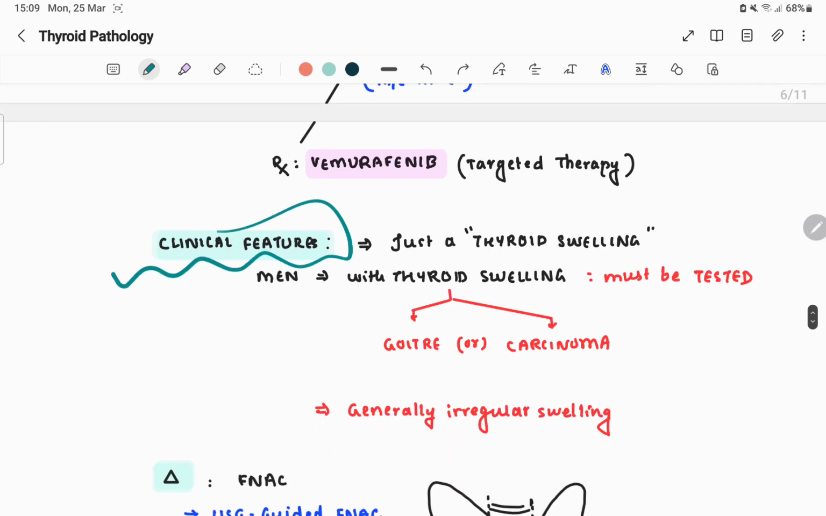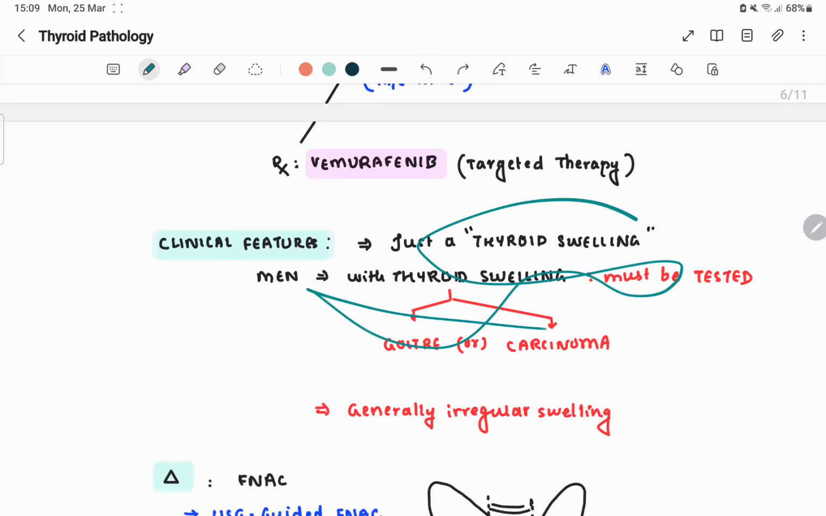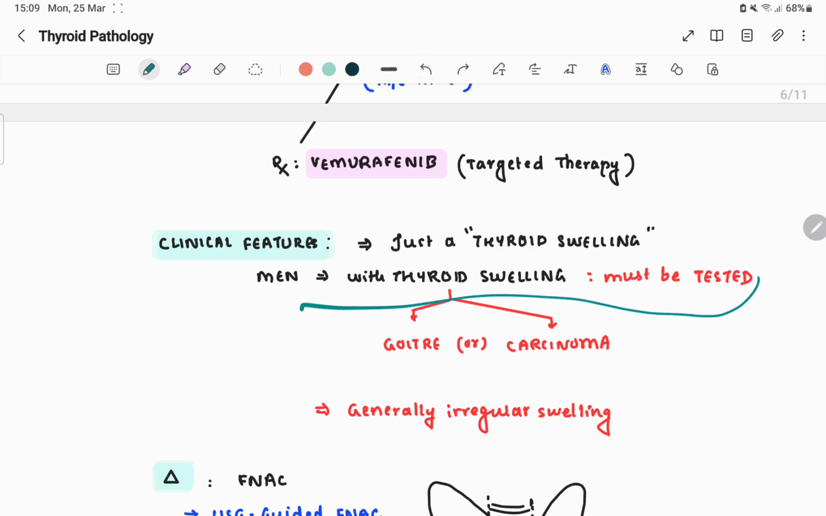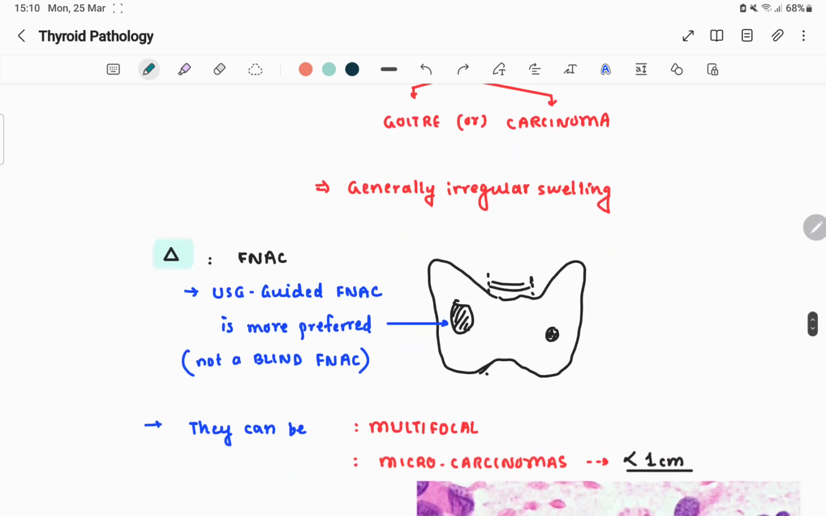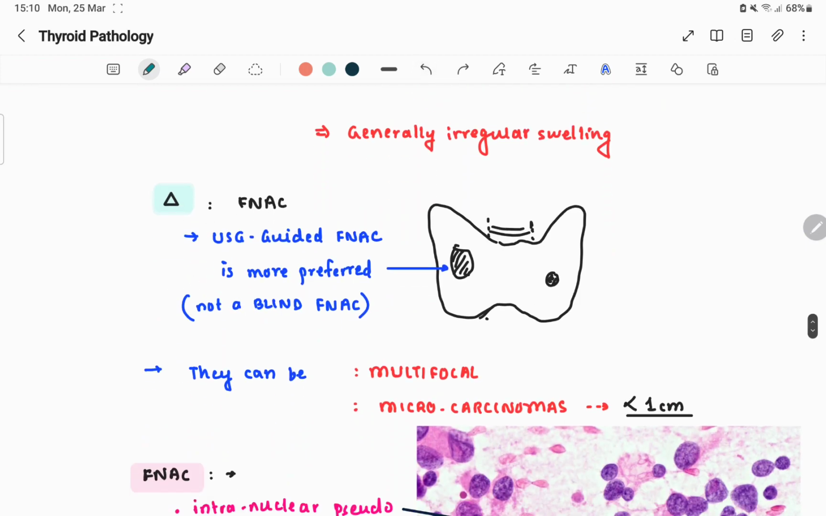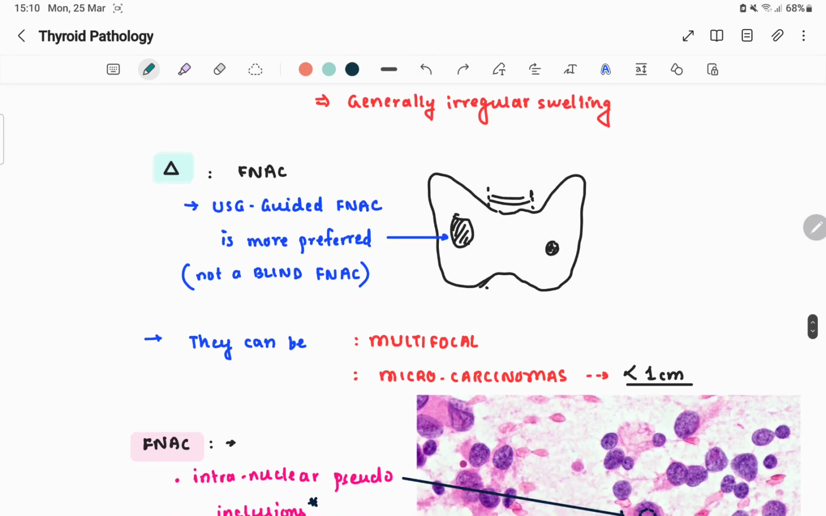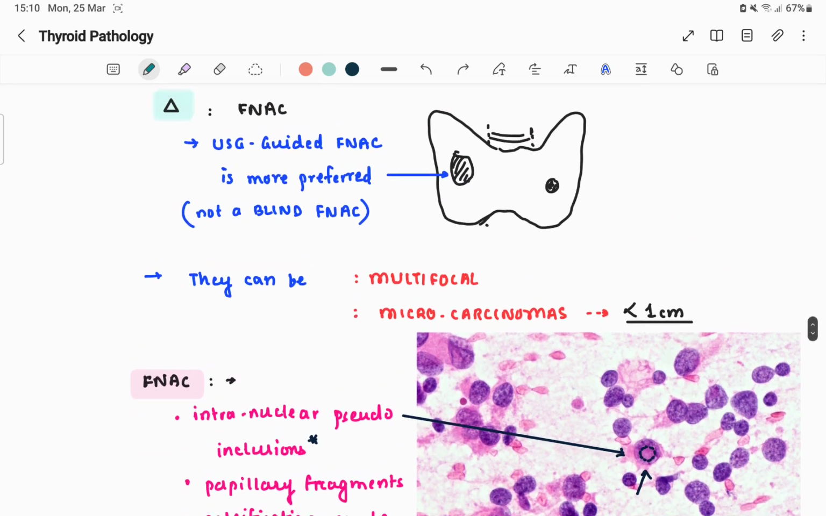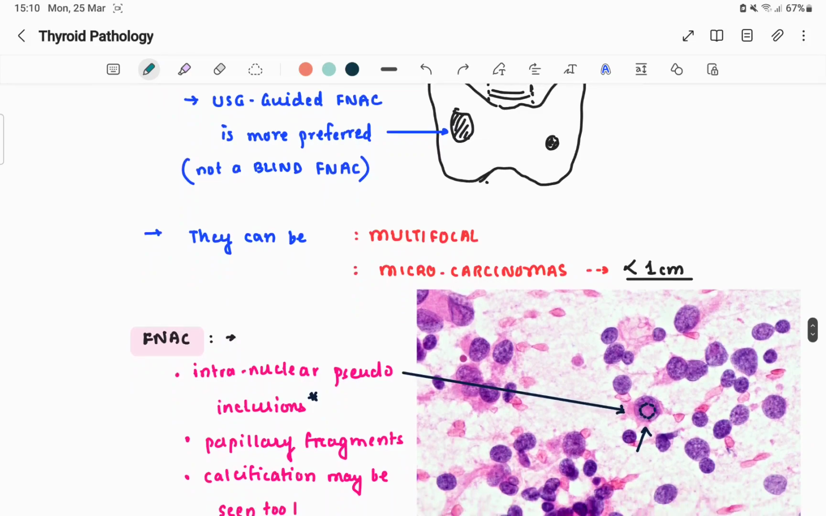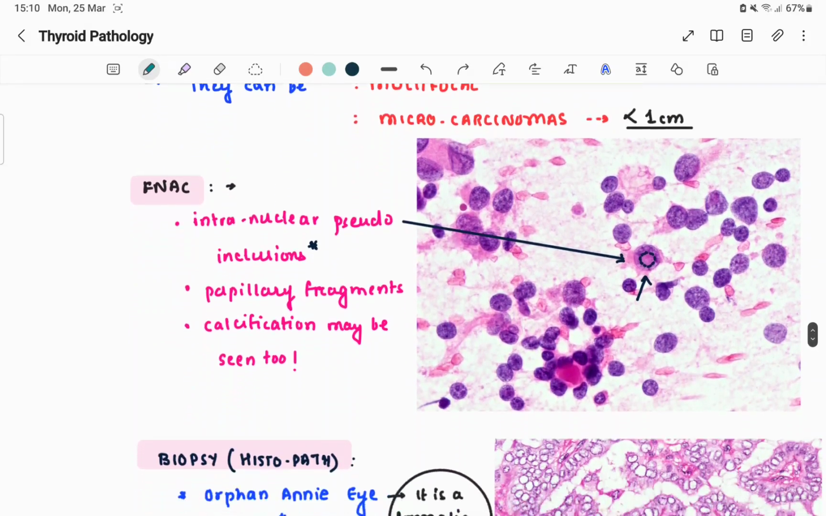Clinical features: it is just a thyroid swelling. Any visible thyroid swelling, especially in men, must be tested. It may be goiter or it may be carcinoma. Generally an irregular swelling will occur here. Diagnosis will again be FNAC, ultrasonography-guided FNAC, because it is not blind, you know which part you are taking the tissue from, or which thing you are testing. And what will be the findings of FNAC?